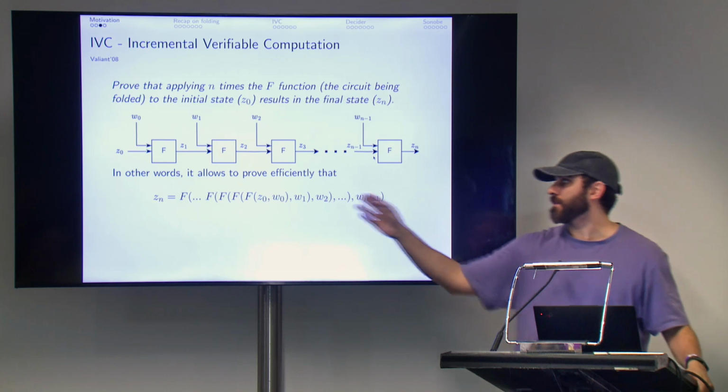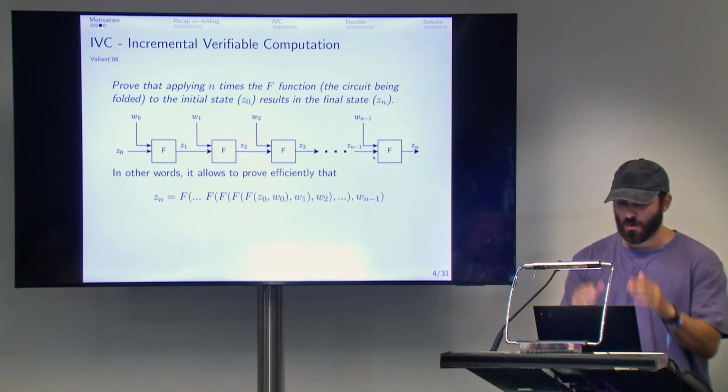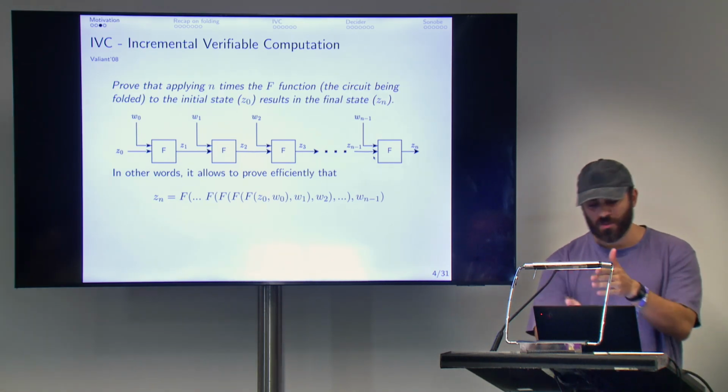And this is the simplified view of this, where it's basically you compute f applied to some z0 initial state with some extra witness.